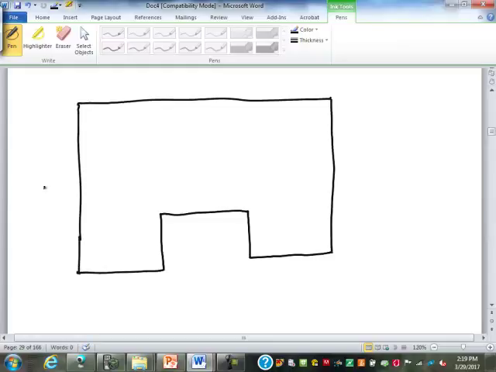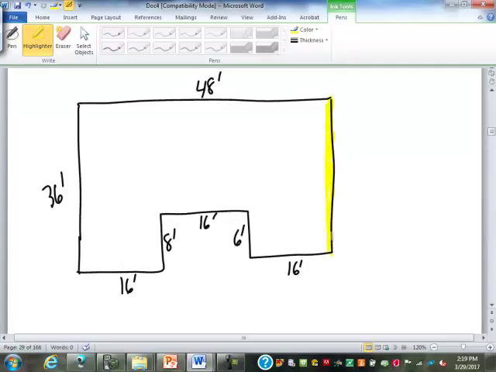So let's say that this is 36 feet across here. This here is going to be 8 feet and 6 feet. We'll make this simple on a 16 feet, 16 feet, and 16 feet. So this is 48 foot total. First thing I want you guys to do for me, I want you to figure out what the length of that wall is. I'll give you 30 seconds or so.